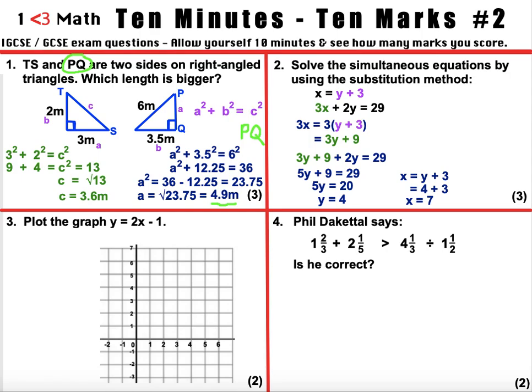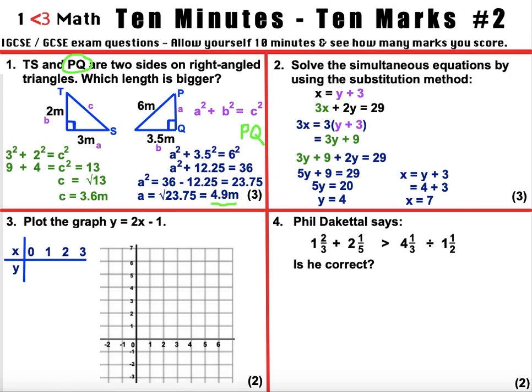Now, question 3 says plot the graph y equals 2x minus 1. Now, if they don't give you a table in an exam question, you need to create your own. And when I say a table, I mean some x values and some y values so that we can identify the coordinates to plot. So I usually choose 0, 1, 2, 3 for the x, and that will allow me to calculate the y values.